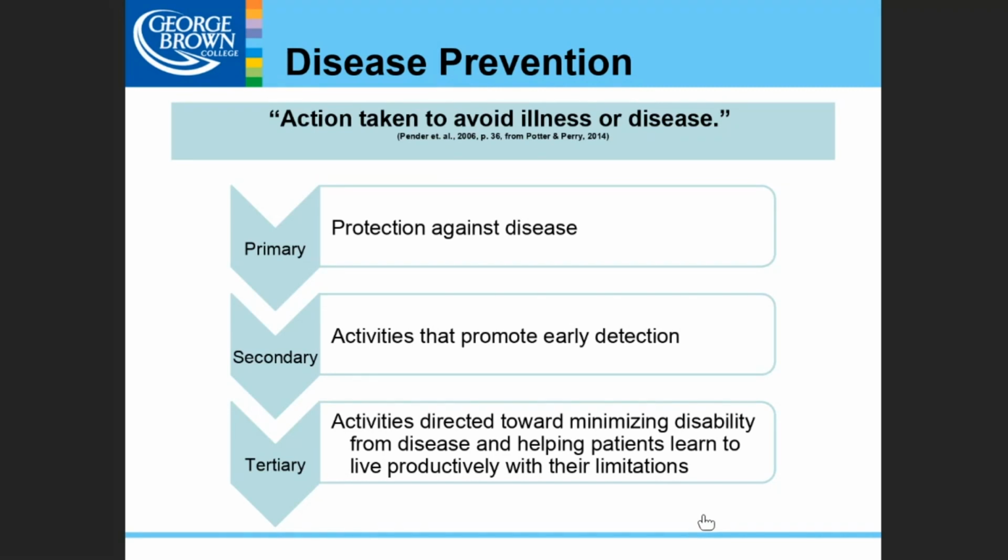Okay, and then tertiary, those would be things where the patient already has the disease or illness, and now we're thinking, what can we do to help them live their best lives with their new limitations? An example I think of for tertiary would be a rehab program for a patient who had a stroke and is recovering, with right-sided paralysis after the stroke, and now they're in a rehab facility to help them improve, learn how to use their left side and learn how to do the things that they used to do before their stroke. So that is tertiary disease prevention. The person already has the disease or illness and we're trying to help them live their best life with their new limitations.